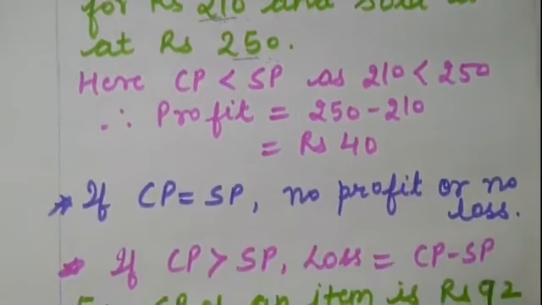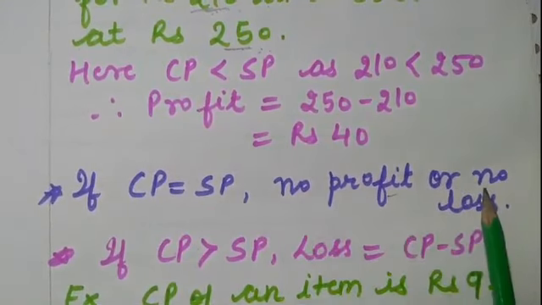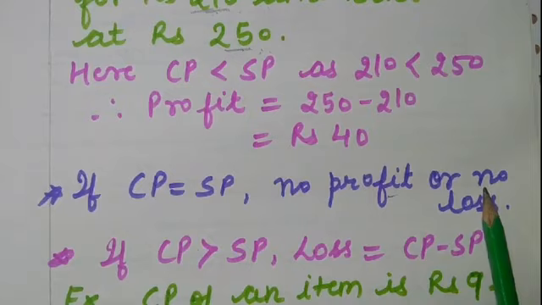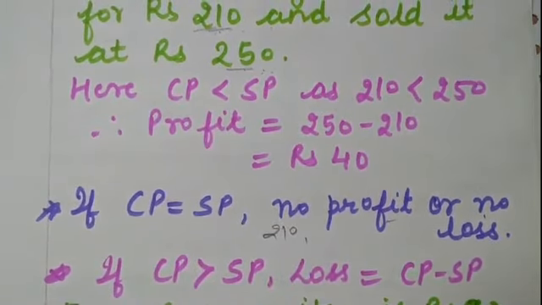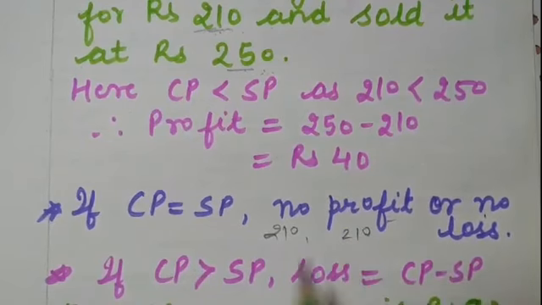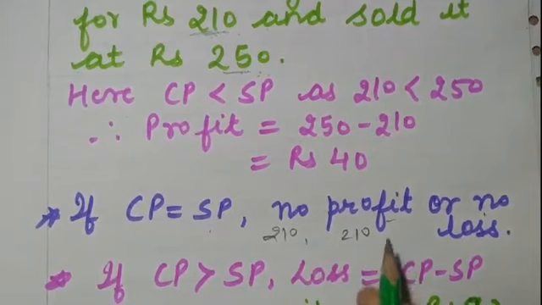Now second case, if CP is equal to SP, then there will be no profit or no loss. Suppose you are buying something at rupees 210 and the same thing you are selling at rupees 210. In this case, CP is equal to SP, so there is no loss and no profit.